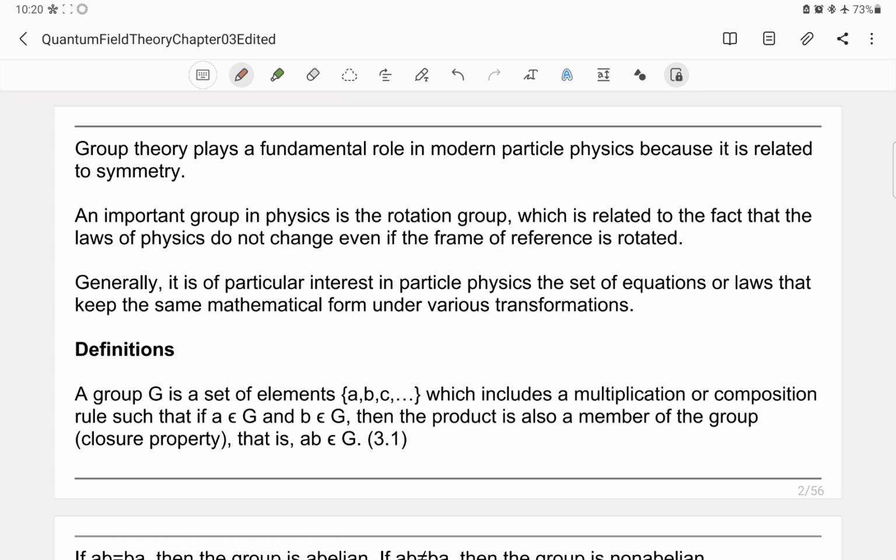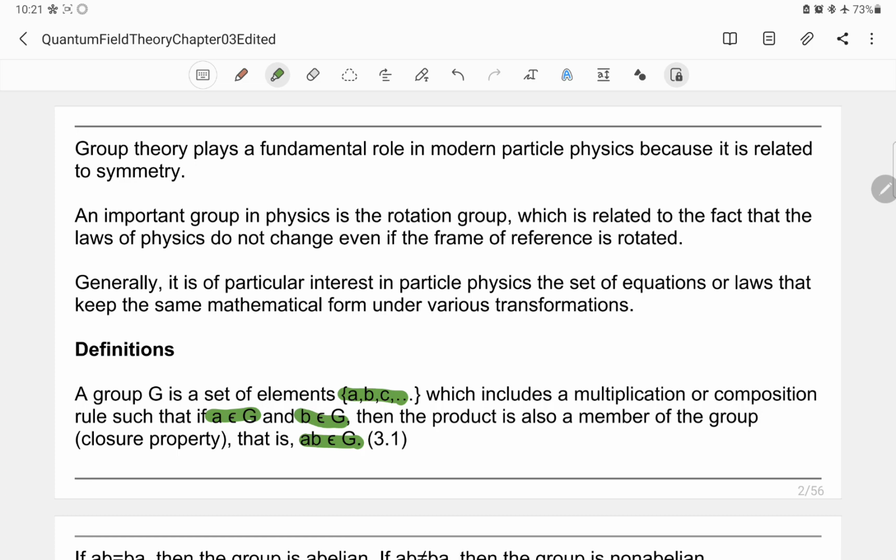So to start with, we will define what is a group. A group G is a set of elements A, B, C, which includes a multiplication or, in general, a composition rule such that A as an element of G and B as an element of G, then the product is also a member of the group. That is the closure property. That is, if you make a composition of A and B, you find it also in G.